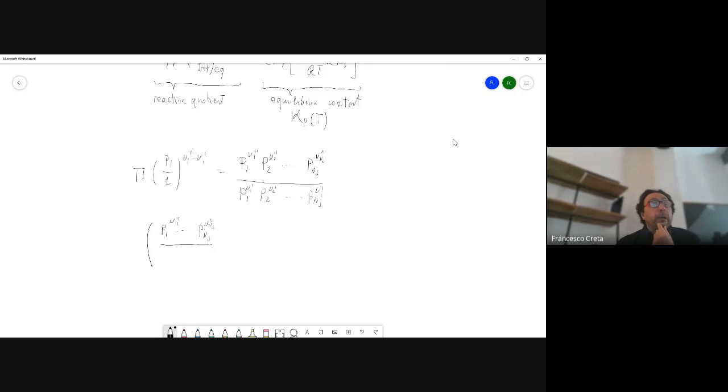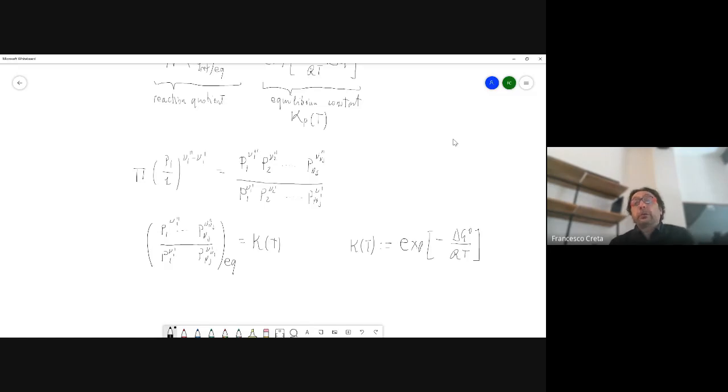Okay, I'm just rewriting. This is the condition of equilibrium. All of these are partial pressures at equilibrium. This must be equal to this constant here, Kt. And I'll remind you that Kt is, by definition, the exponential of minus delta G0 divided by RT.